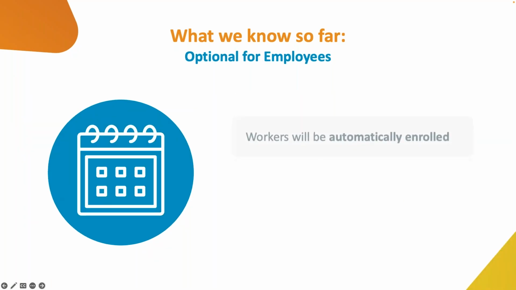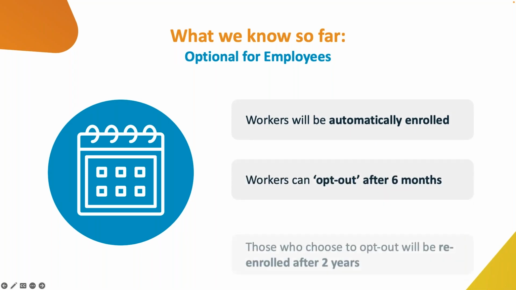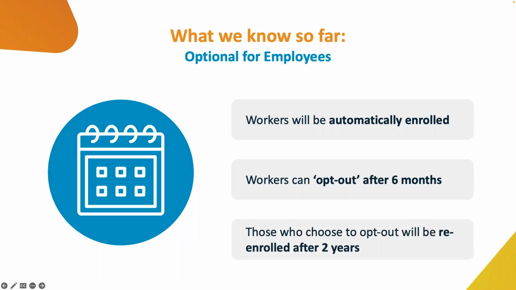Under the automatic enrolment system, workers will be automatically enrolled into a workplace pension scheme, but they will have the option to opt out or suspend participation after 6 months of enrolment. However, looking at international experience of similar systems, for example in the UK, once enrolled, workers tend to remain in the scheme. Employees who do opt out after 6 months of being enrolled need to be re-enrolled after 2 years.